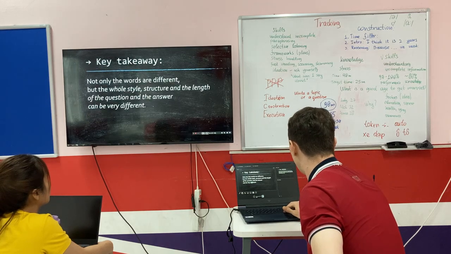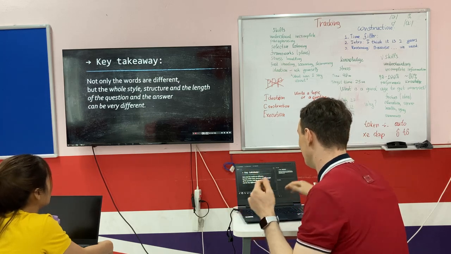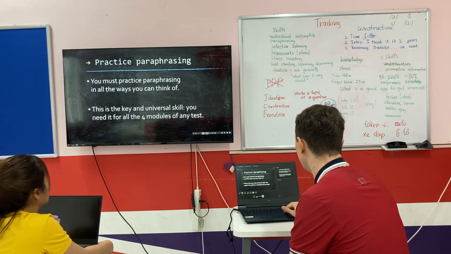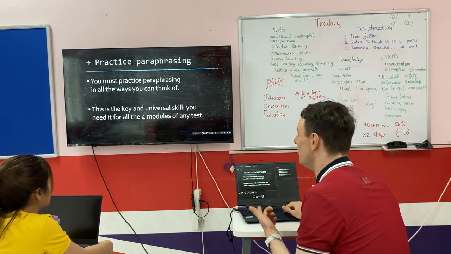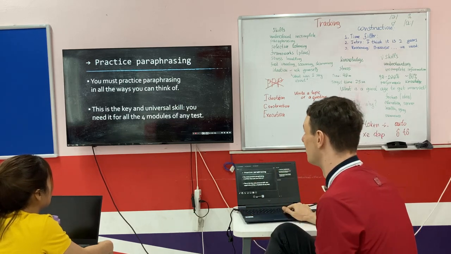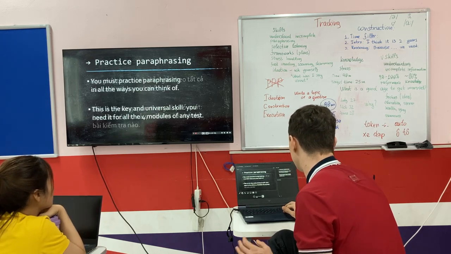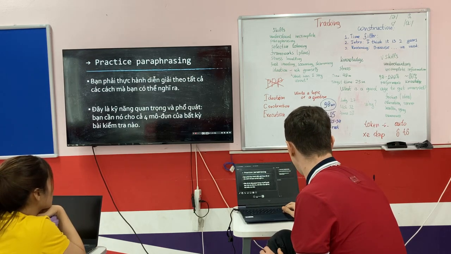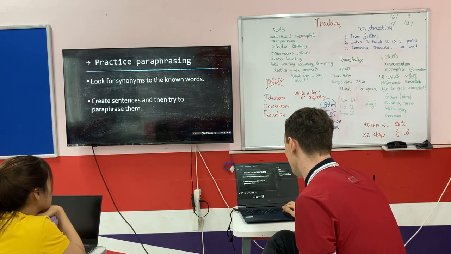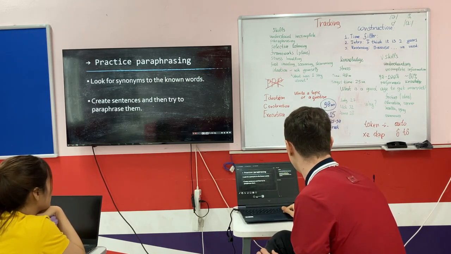So see, paraphrasing is important. Different words, style, structure, length of the sentence is very different. This is what you have to teach them. They have to understand, and they have to practice for writing and for speaking. For reading and listening, they have to understand. For writing and speaking, they have to practice. Look for synonyms, and then they create sentences. Again, you can give them a sentence, and they create 2 or 3 other options for this sentence.